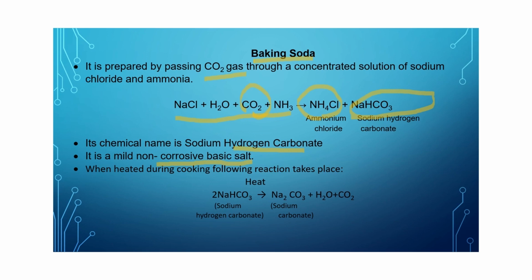During cooking, what reaction takes place? This reaction takes place while cooking. Sodium hydrogen carbonate, when heated, breaks down to give sodium carbonate plus water plus carbon dioxide. This carbon dioxide makes the food fluffy and soft and spongy. That is why baking soda is used for making food like breads and cakes fluffy.